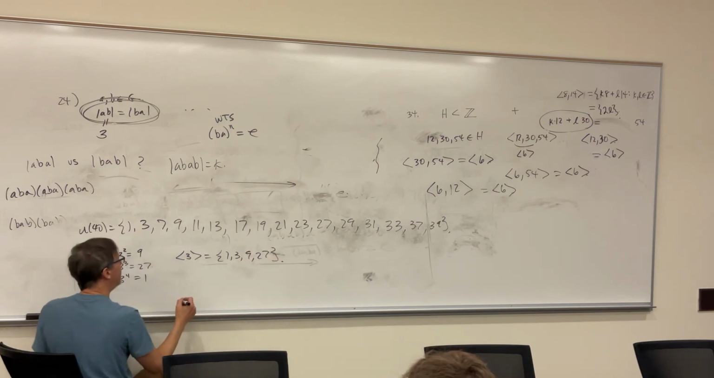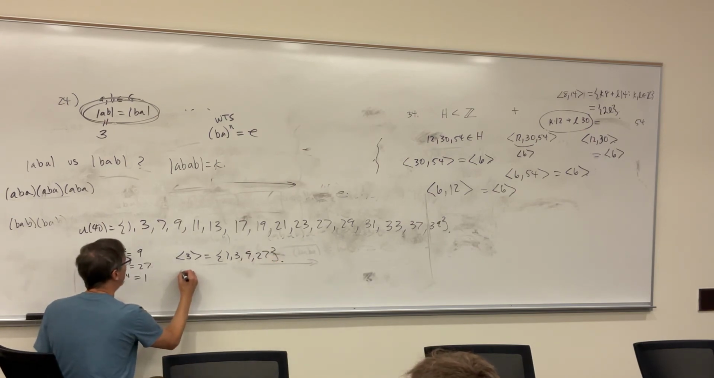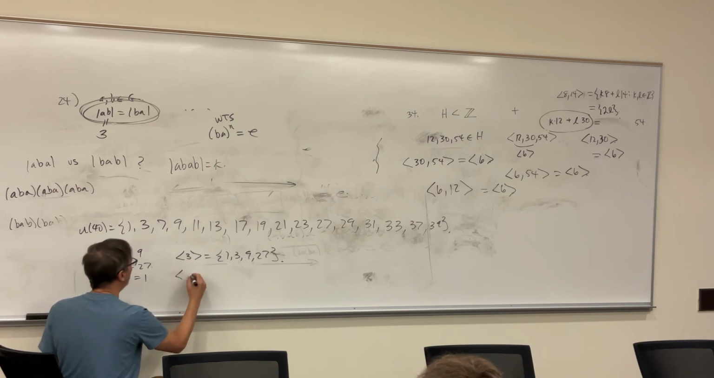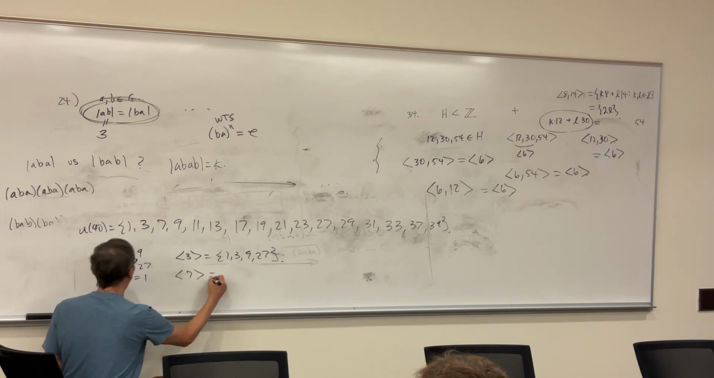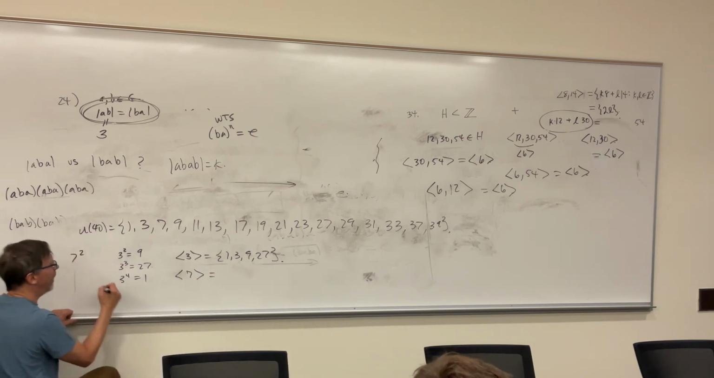So then let's take a look at another one. Have you already cranked out some of these, Kyle? Yeah, 27 has the same order. 27 has the same order as 3? Yeah. Is it the same subgroup? Yeah, that makes sense. Let's just take a look at 7, what the hell.